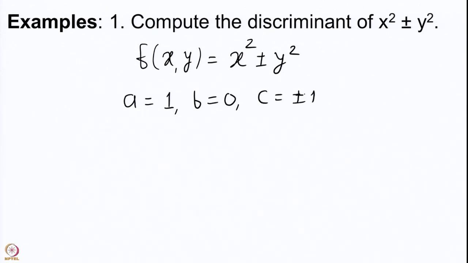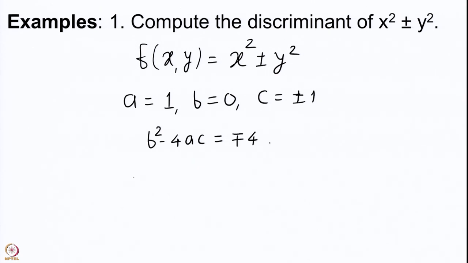So actually we have two forms here depending on whether C is 1 or minus 1. And if you remember, these are the forms that we have already seen. These are the principal forms. So B square minus 4AC, 0 square is 0, and then you have minus 4. So the answer is minus or plus 4.